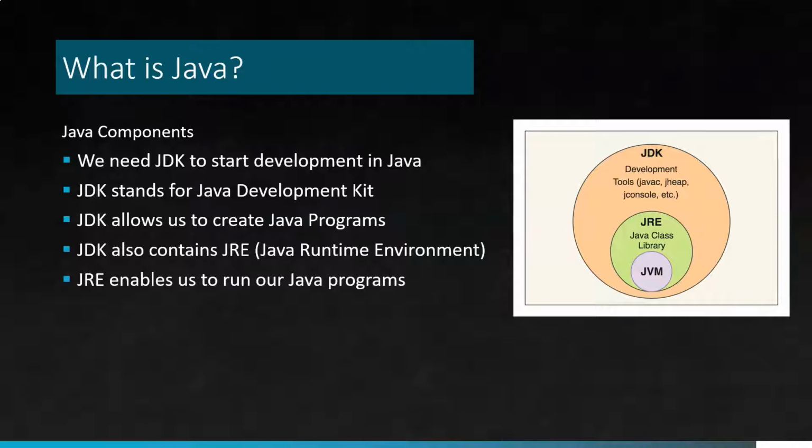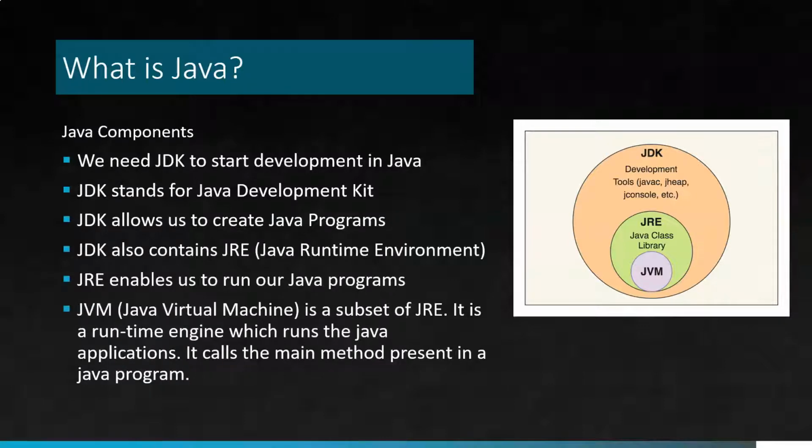JRE is a subset of JDK, and it consists of the JVM and some of the different class libraries which are required in order to run any Java program. Talking about JVM, it's nothing but a virtual machine, which is again a subset of JRE, and it acts as a runtime engine which runs our Java applications. It calls the main method present inside a Java program from where the execution begins. We'll talk more about it in our coming up sessions, but for now, just remember that we require all of these components in order to develop and run our Java programs.